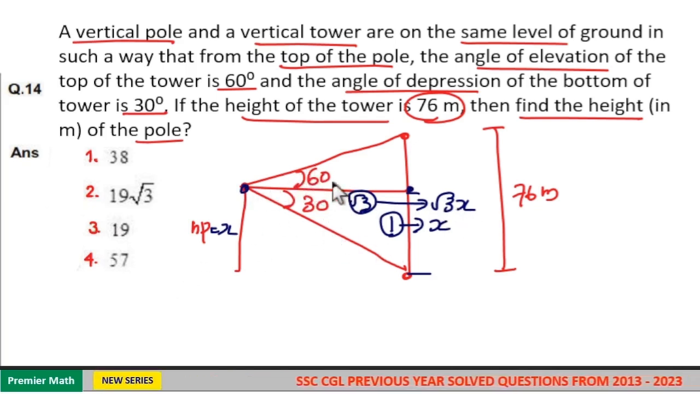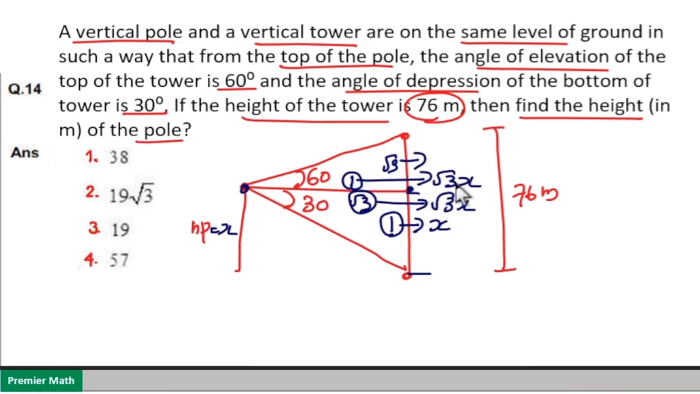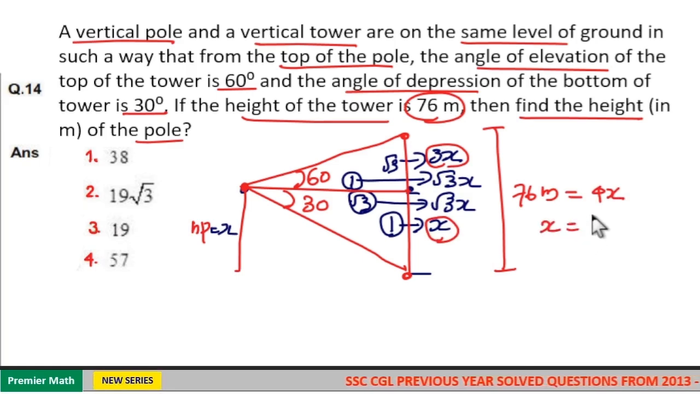Now if I take the upper triangle, tan 60 is equal to root 3. That is, the opposite side and adjacent side are in the ratio root 3 is to 1. Now this one part in the upper triangle is equal to the horizontal distance root 3x. Then the root 3 part is root 3 into root 3x, that is 3x. Here 3x plus x is the total height of the tower, which is 4x. Then x is equal to 76 by 4, 19 meters. So option 3 is your answer.